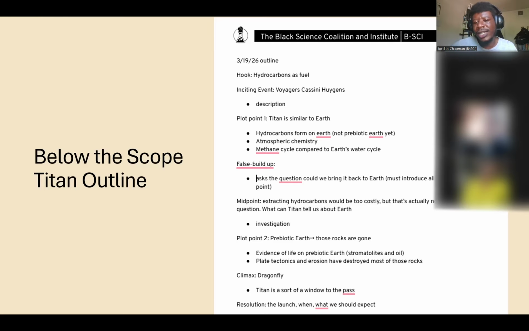Probably not, but it was an interesting idea to work through. And then at the midpoint, it became like, well, one, we're not going to go to that place and get those hydrocarbons and bring it back. But we get this idea of like, hey, that's not even the interesting part. The interesting part about Titan is that it's very, very similar to how prebiotic Earth might have looked, which we can't actually see because of the tectonic process here on Earth.